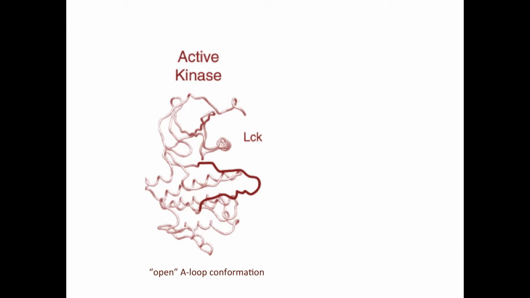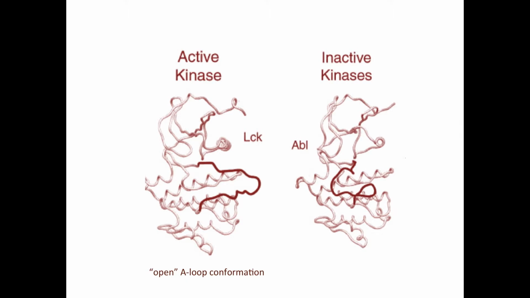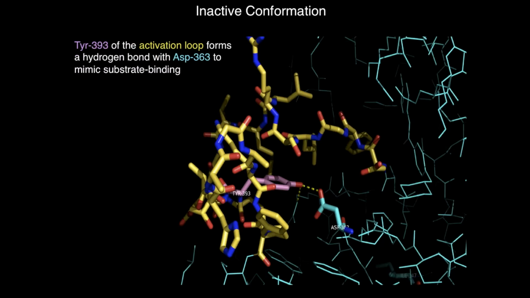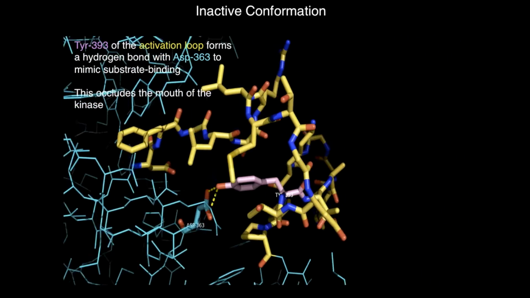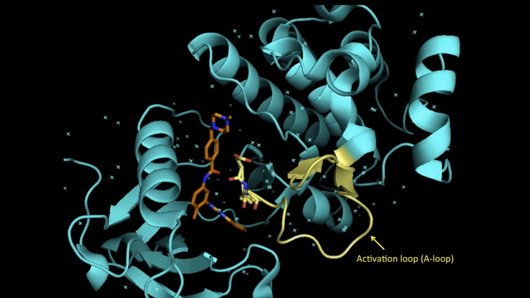In the case of ABL, tyrosine 393 is phosphorylated and allows substrate binding. In the inactive state, tyrosine 393 is unphosphorylated and points towards the center of the kinase, mimicking a substrate by forming a hydrogen bond with asparagine 363. In this conformation, the mouth of the kinase is occluded.